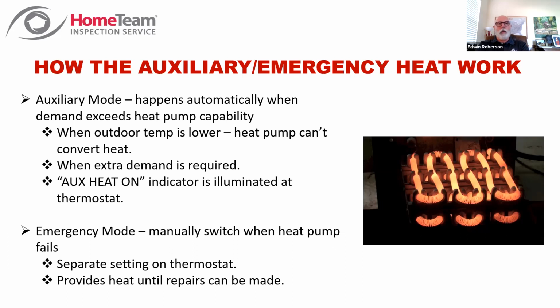Once you get below that, you are going to rely on what's called the auxiliary heat in that heat pump. And that is a mode that happens automatically when the demand exceeds the heat pump capability. In other words, the outdoor air is so cold that the heat pump can't do its job. And so when that outdoor temp is lower, the heat pump can't convert heat. But also there's a second function when extra demand is required.